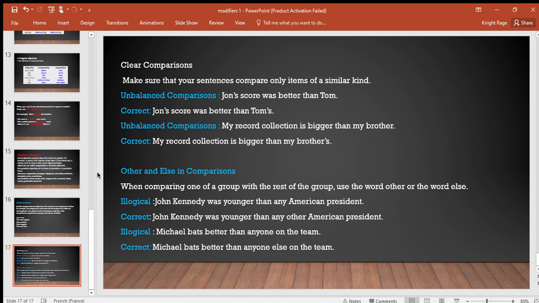An example of illogical comparison, John Kennedy was younger than any American president. This is not standard comparison. Okay, I have to say John Kennedy was younger than any other American president. Another example, Michael bats better than anyone on the team. This is not standard and not logical. The correct one is to say Michael bats better than anyone else on the team.